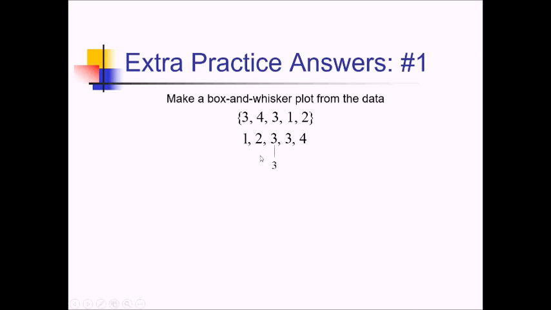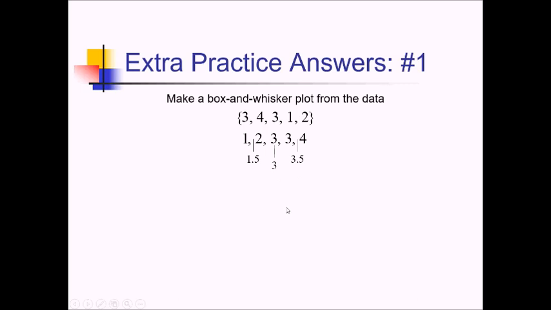So my lower median, I really just have these two numbers to work with, 1 and 2. Since there's only two numbers, the median is going to be the mean of those numbers. So that's going to be 1.5. And then for the upper half, I just have these two numbers, 3 and 4, to work with. So the median is the mean of 3 and 4, which is 3.5.